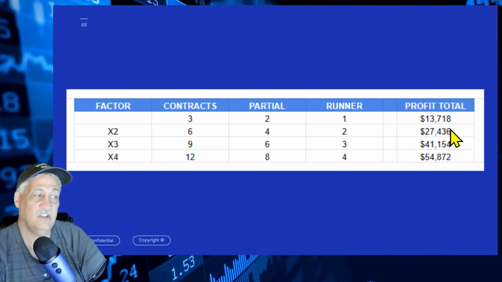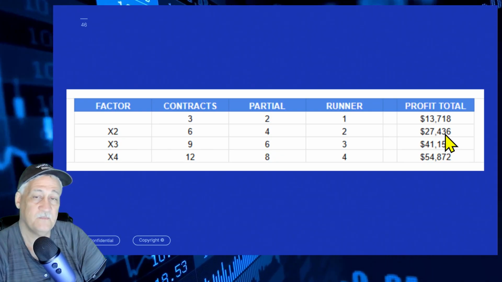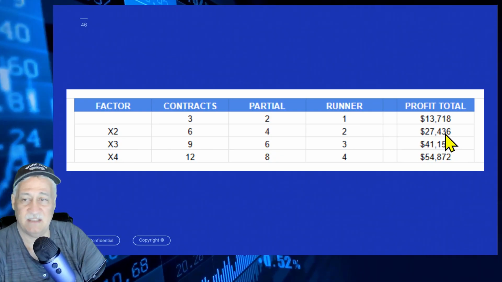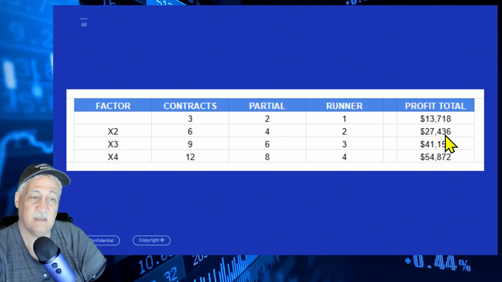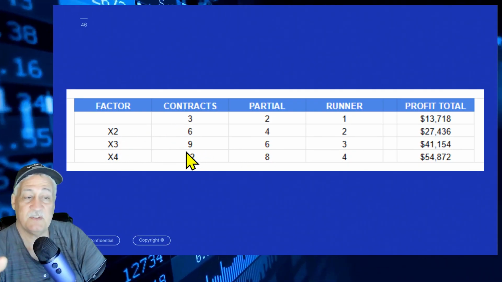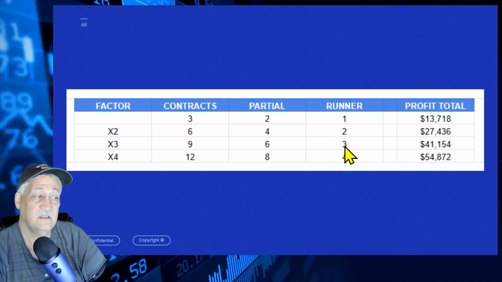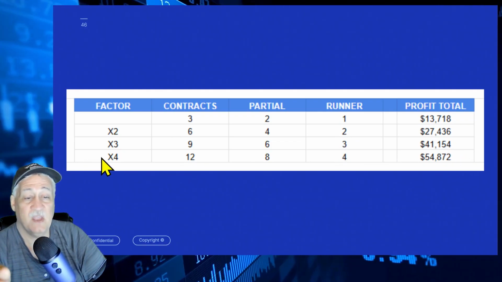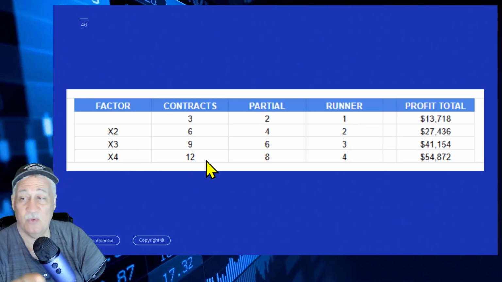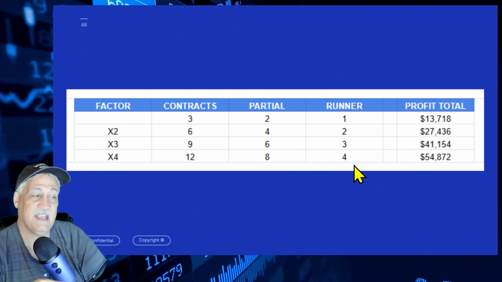Okay, what does that do? Doubles our pay. Doubles our payout. Doubles our profit. Okay, same trades. We're not doing anything different except increasing contract size. Multiply this one times 3. You got 9, 6, and 3 runners for 41K. And then multiply times 4. I know when you look at these numbers, you're like, holy cow. 12 contracts, closing 8, leaving 4.